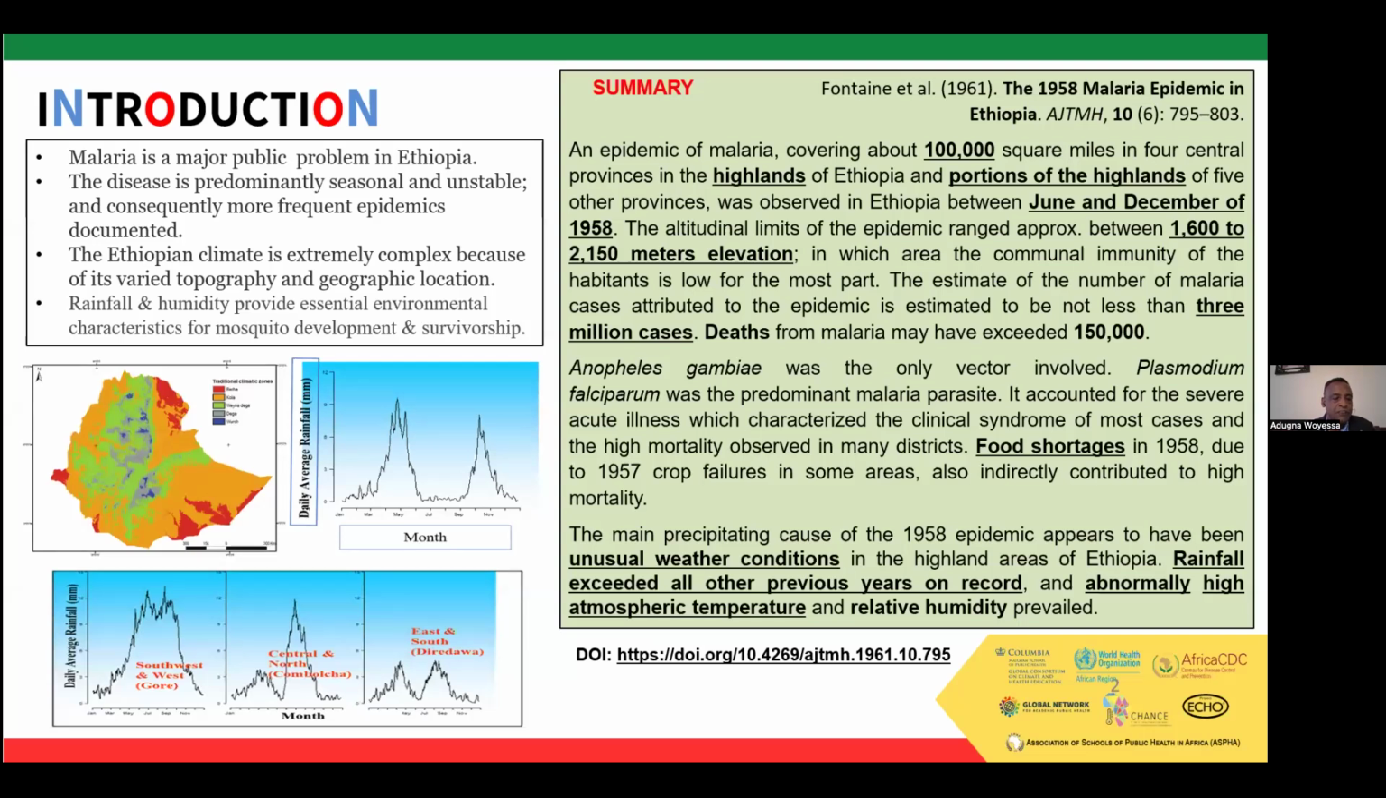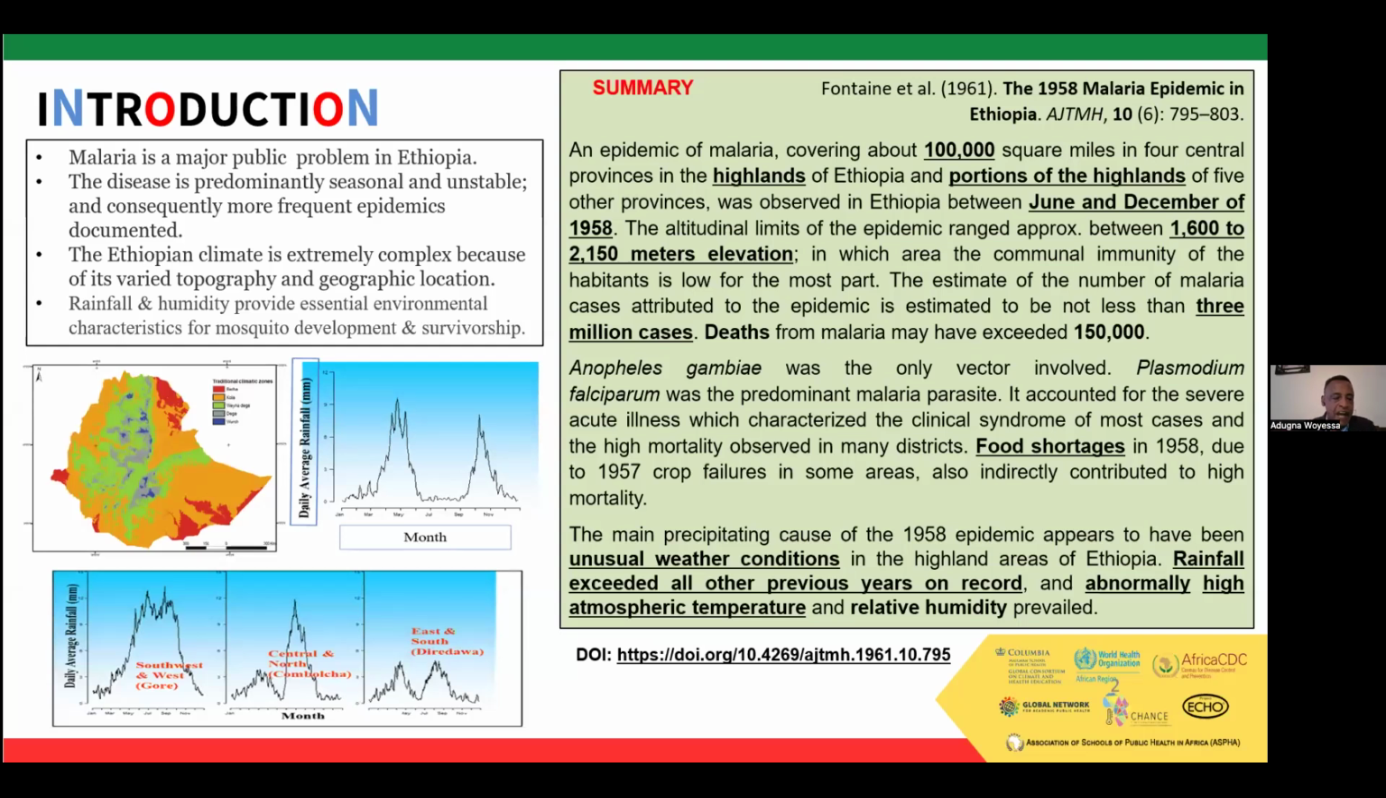As you can see from the right side of this slide, the Ethiopia map has some greenish to yellow areas, which are highland areas, and a lot of rivers originating from the central part of Ethiopia. Rainfall and humidity are essential components of the environment that limit the distribution of mosquitoes, especially their survival and development, as we have seen.